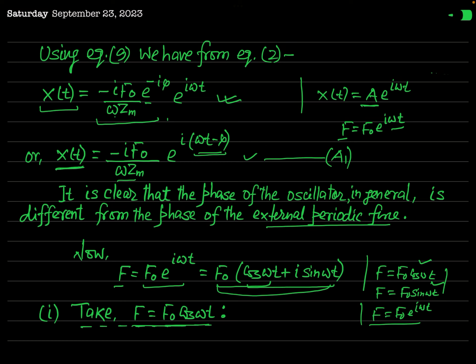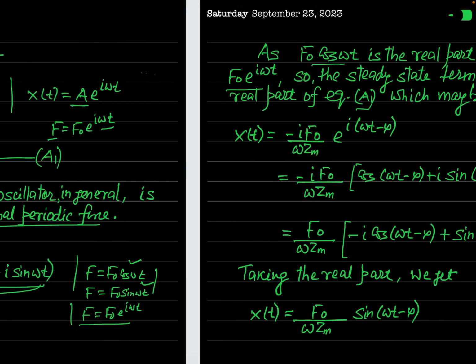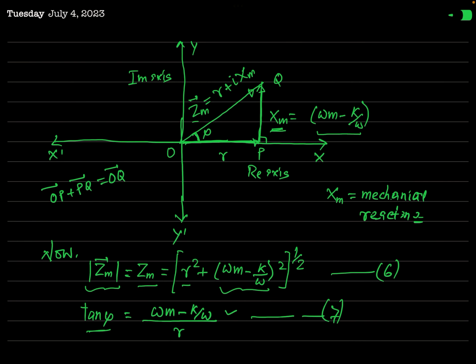So now we will take f naught cos omega t in the place of F. Since f naught cos omega t is the real part of the complex function f naught e to the power i omega t, in the steady state the solution will consist only of the real part of equation A1.